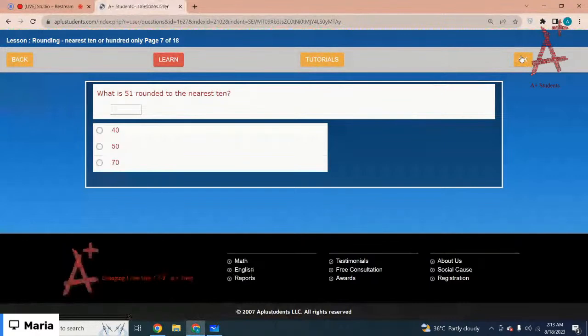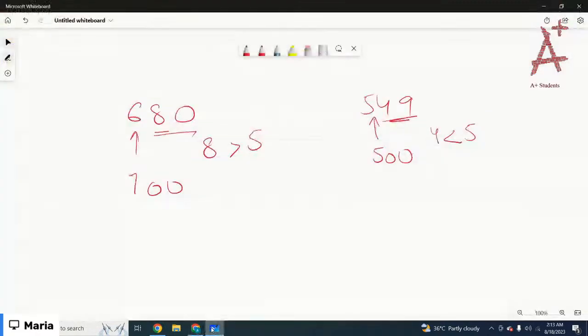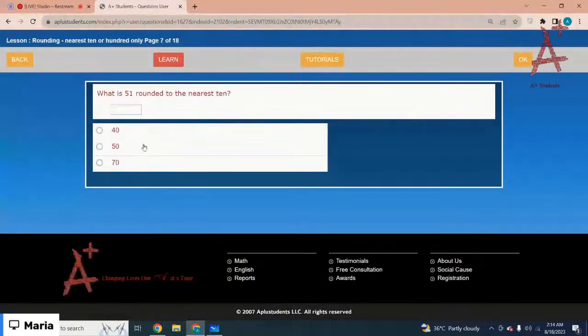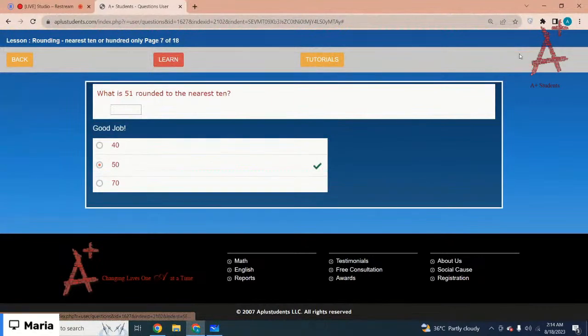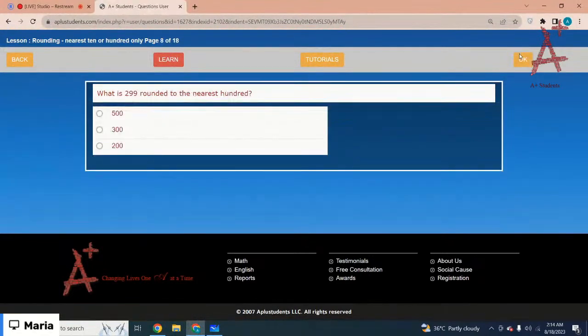What is 51 rounded to nearest 10? You have 51. The digit that is at the 10th position is 5. On the right hand side, you have 1. You have to compare 1 to 5. 1 is less than 5, right? That means you have to round on the same 10, it would be rounded off to 50. The correct option is 50, right? So you have to round off 51 to 50. The correct option is 50.